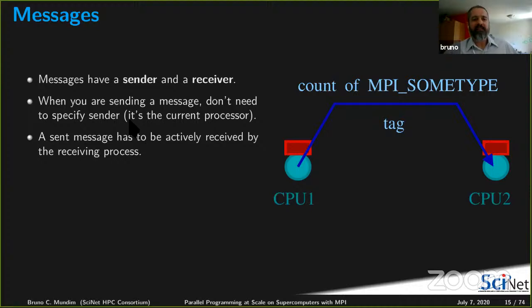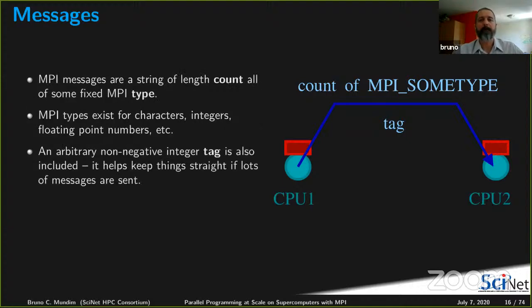Yes, and the message also needs to be actively received. You cannot just send it and let it go. You need to actively participate in the communication. So that means that there is a function call on the sender and a function call on the receiver. The MPI types that exist are basically characters, integers, floating numbers, but you can have any kind of type that you might define. The user can define the types that they want.